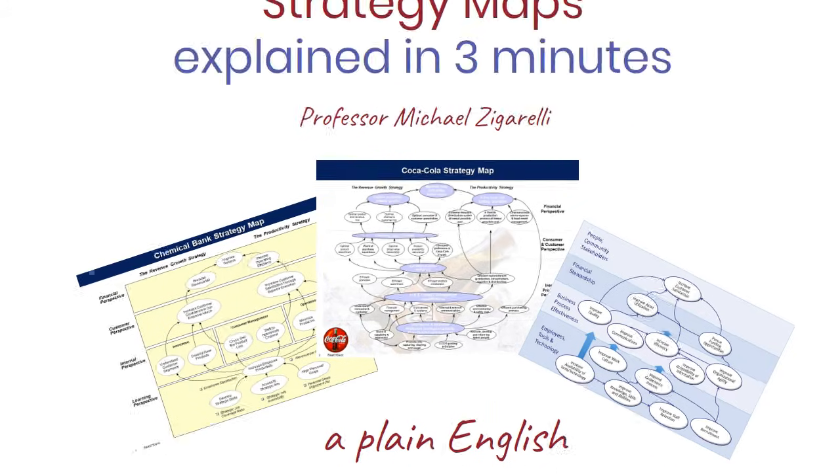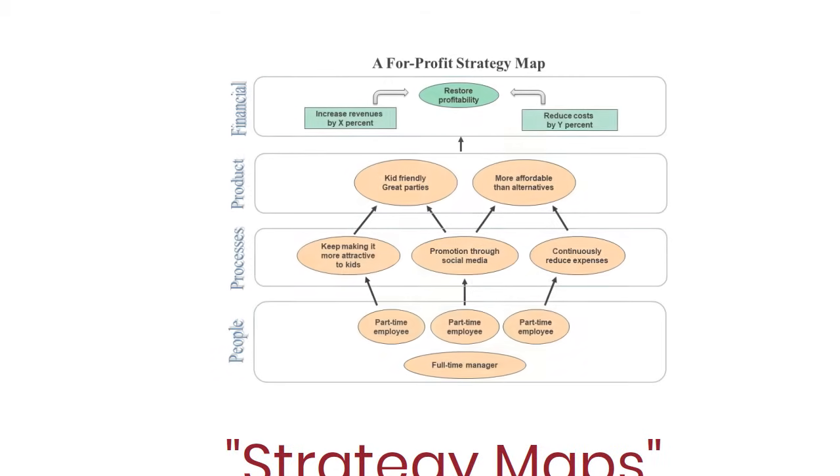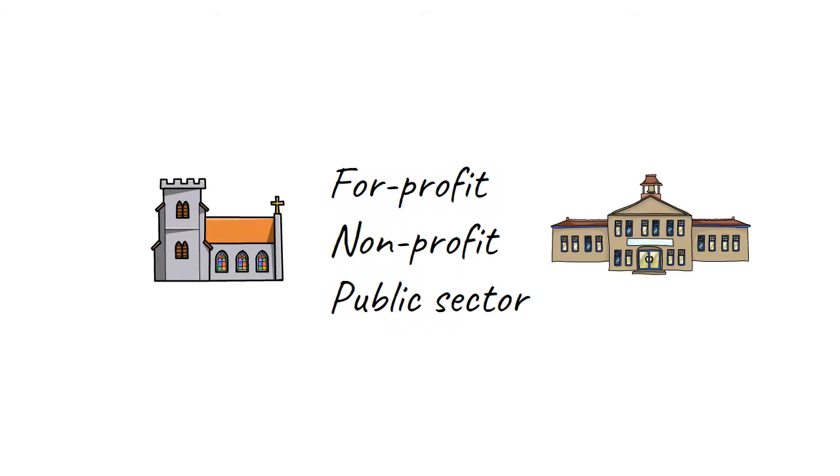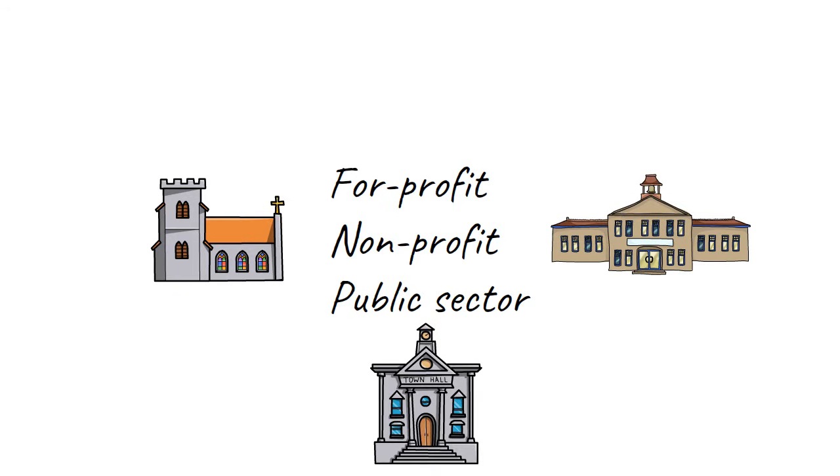In simplest terms, a strategy map clarifies, in one picture, everything your organization needs to achieve its goals. This way you'll know exactly where to invest your time and money, and where not to. Plus, it works in any organization, for-profit, non-profit, or public sector, so a church or a school or government agency can use it the same way as a business.